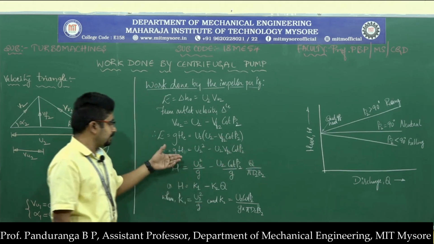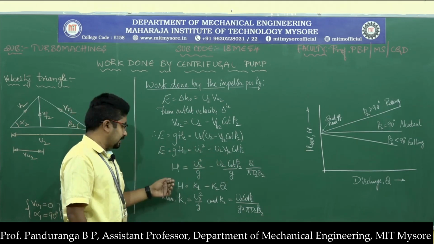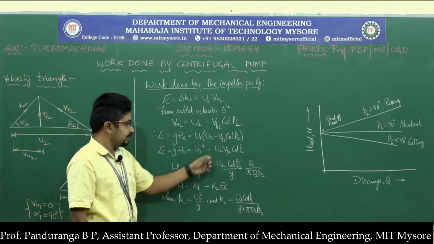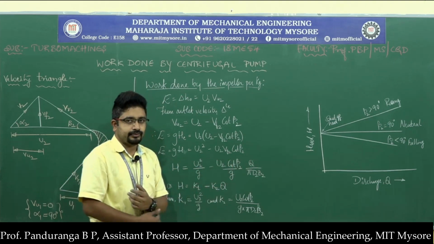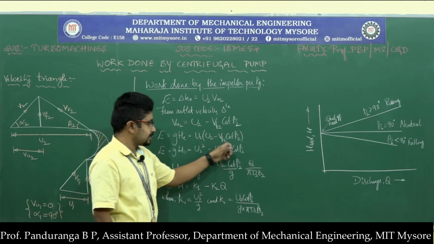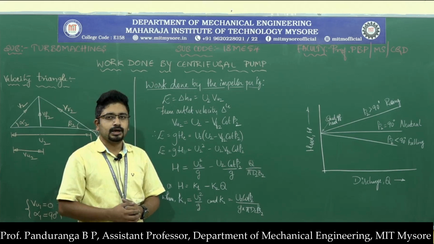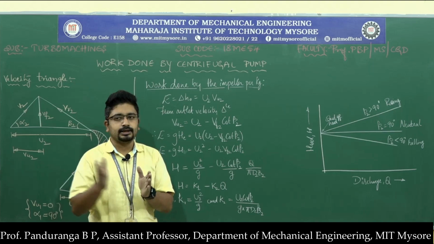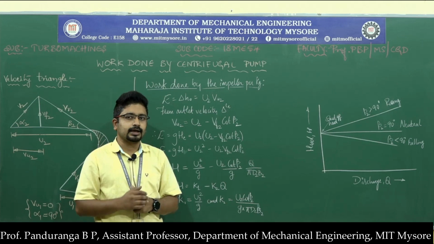So for that, I will use the same equation. I will take G to the other side and I will write H will be equal to U2 square divided by G minus U2 Vf2 cot beta 2 divided by G. So here I need to bring the discharge term. I know that Vf2 is the flow velocity at the outlet, and from the continuity equation we know that Q will be equal to velocity into area or cross sectional area of flow. So I am using that concept here.